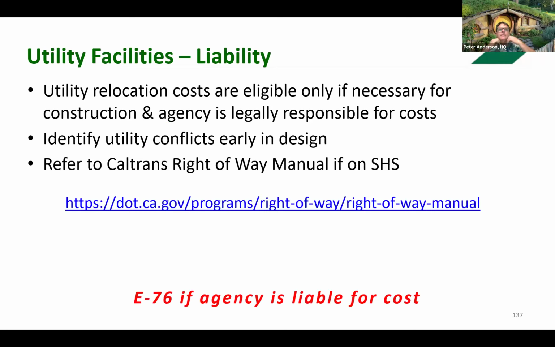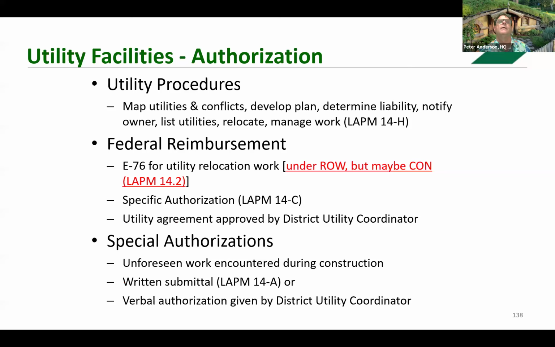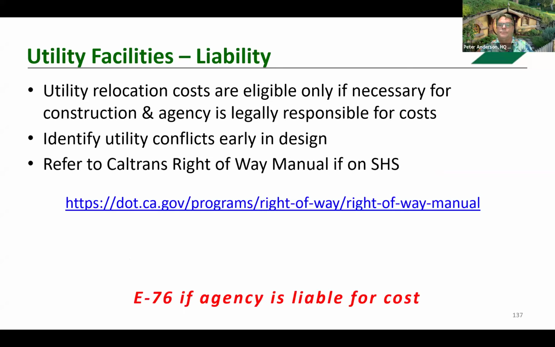So for utilities, the cost to relocate may be federally eligible if the agency is legally responsible for the cost and the relocation is necessary by the proposed construction. And all utility conflicts must be identified as early as possible. The liability, I jumped way ahead here. And this liability determination must be made to determine whether the local agency is legally liable for any portion of the relocation costs.